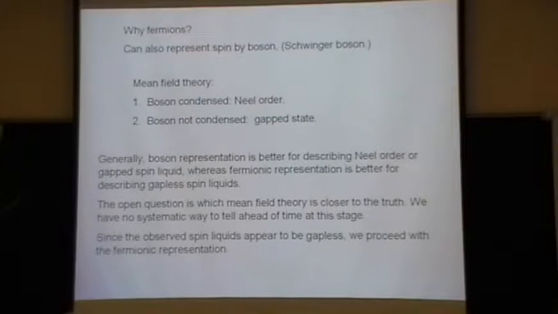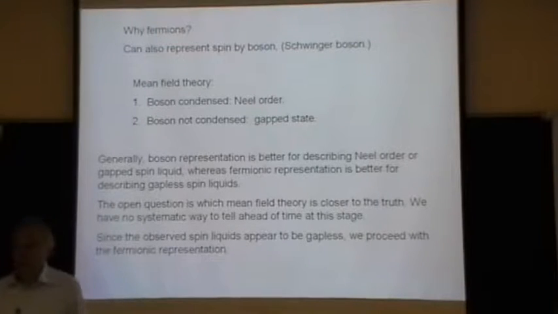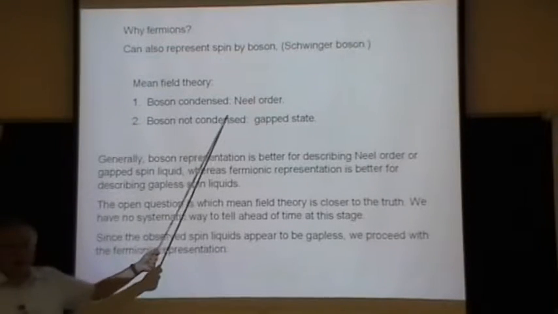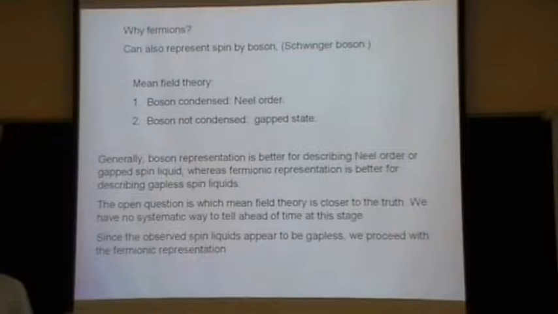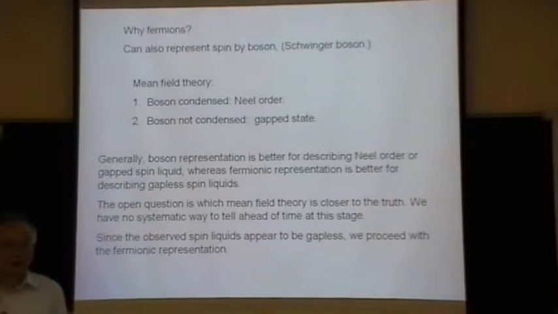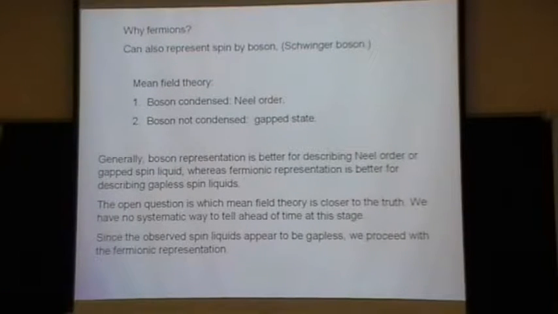And you can also, again, do mean field theory based on this bosonic representation. Basically, the mean field theory will come out with two choices for your current state. One is that the bosons will condense, and that would correspond to an AO order state. Or if the bosons are not condensed, then generically they will be gapped. So bosons have only two fates in life. They're either gapped or they condense. That we know.